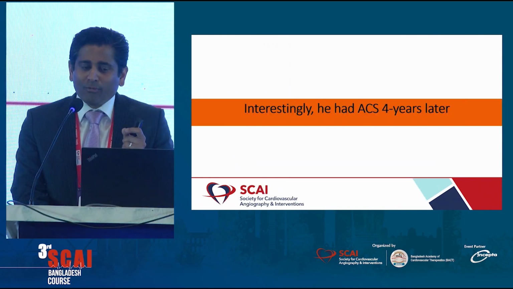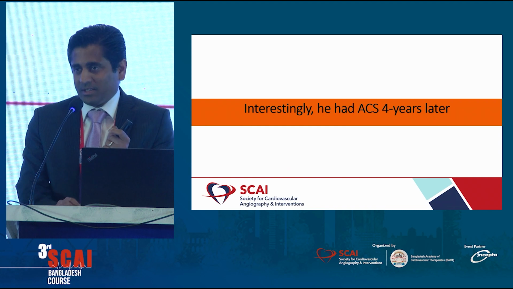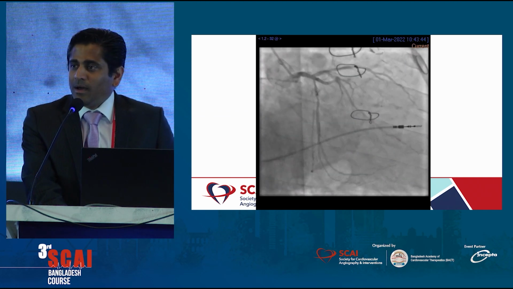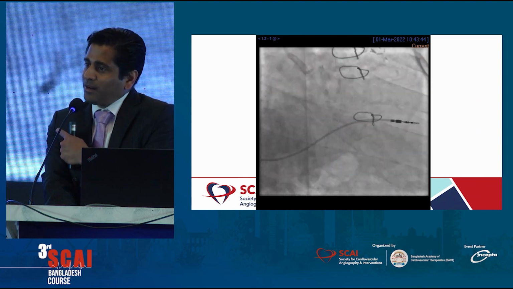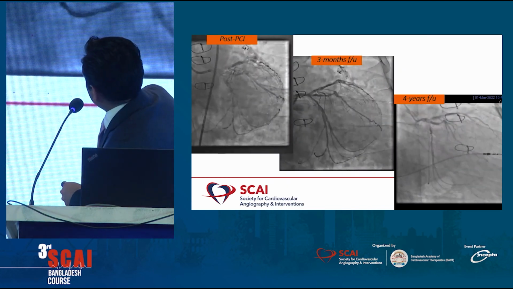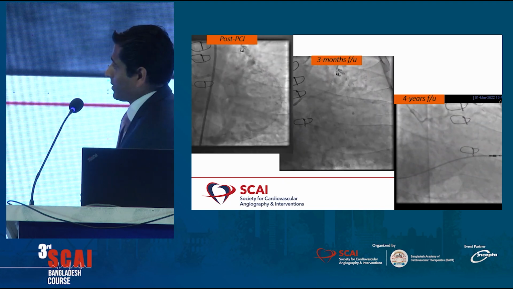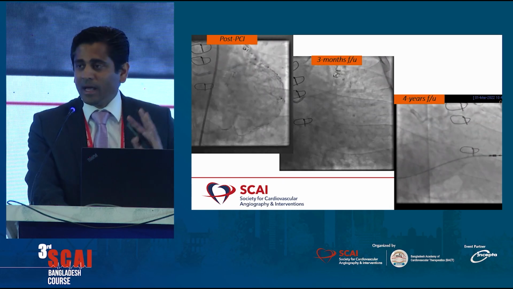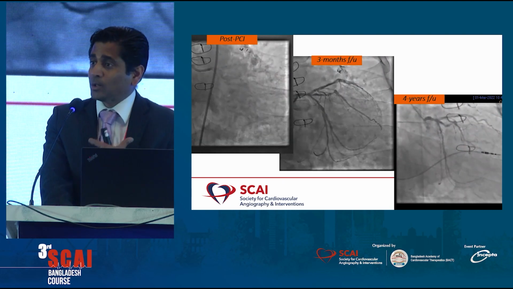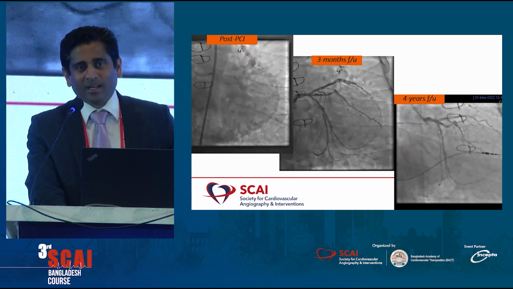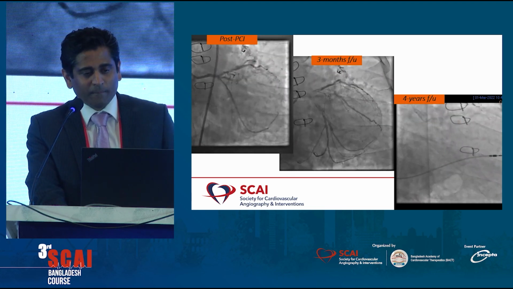Now, interestingly, 4 years later, he had ACS. So he came with chest pain. So we did the angiogram, and that treated vessel looks really nice. So if you look at the 3, post-PCI, 3 months follow-up, and 4 years. It's a great DCB result with a long-term follow-up. So I didn't put any metal here. My initial plan was to put a metal. Okay. So these are the cases not for DCB straight away. So maybe with time we can do this.